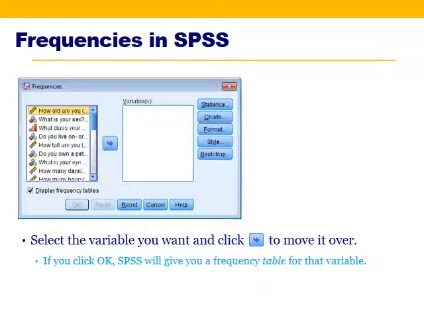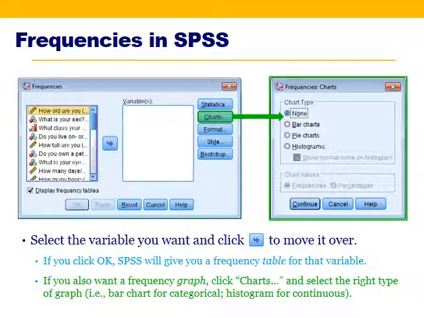If we do that and we click OK, what we will get is a frequency table, like the one that we saw several slides ago, where for every possible score, SPSS tells us how many people got that score, or how many people fall into that category.